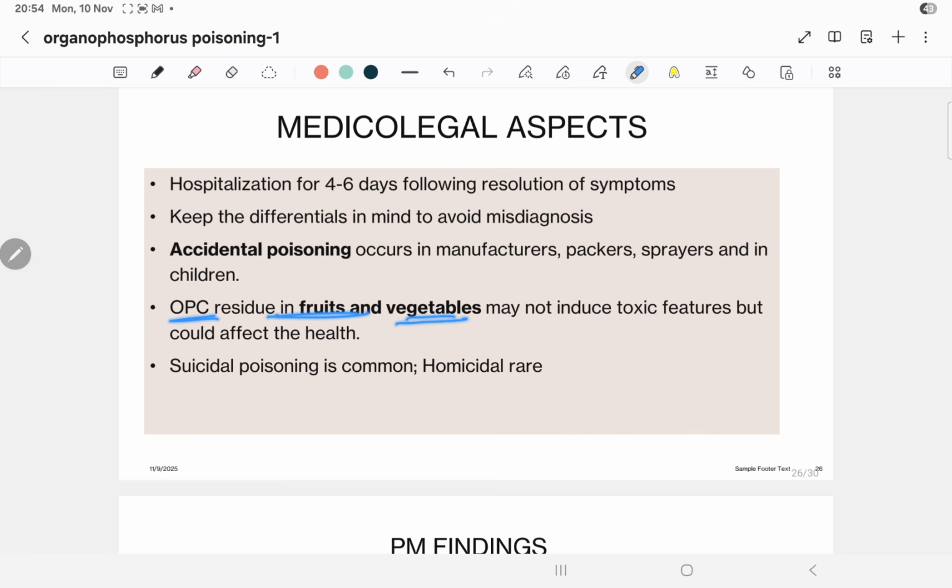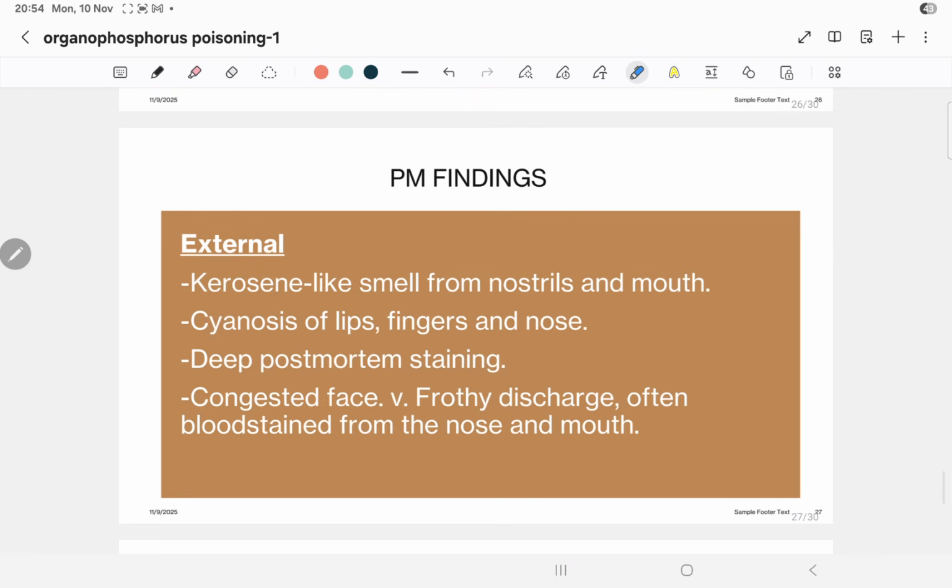And OPC residue in fruit and vegetables. This is very important because we use pesticides. Farmers use pesticides when farming. So certain residue can remain on fruit and vegetables. That is why we should always wash fruit and vegetables before consuming. So OPCs are really harmful, as we have seen before.